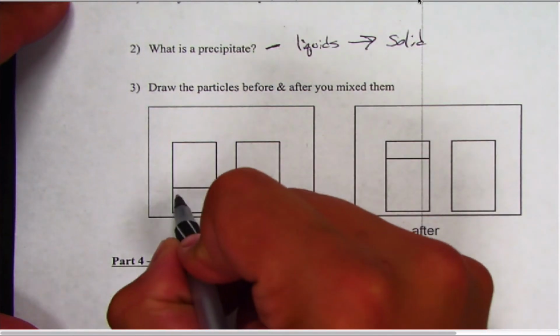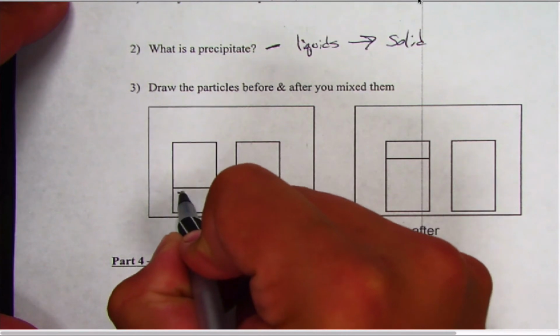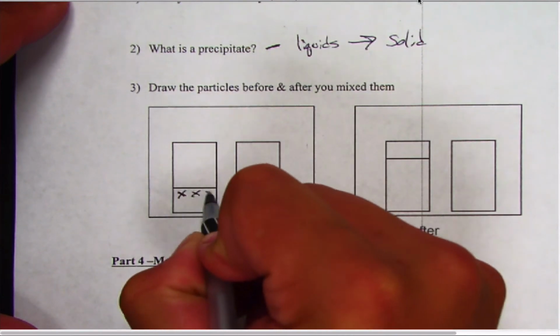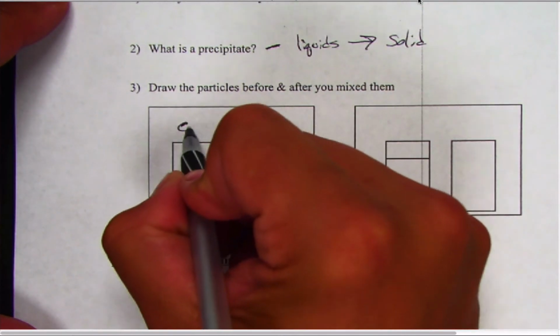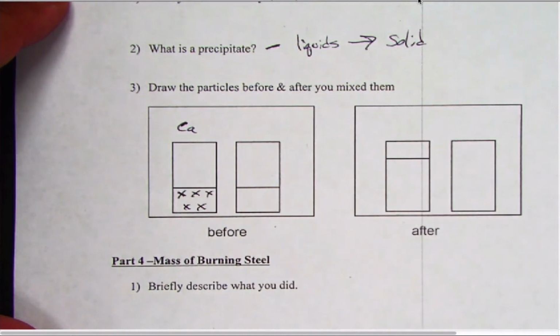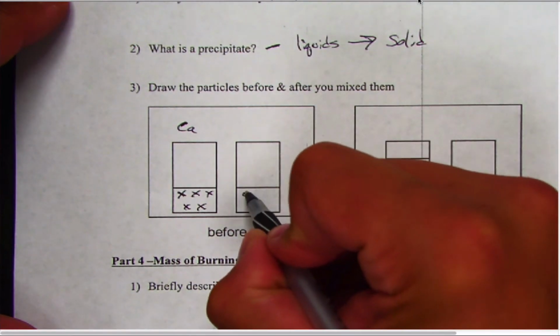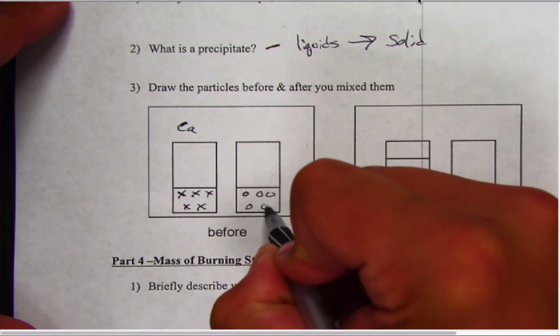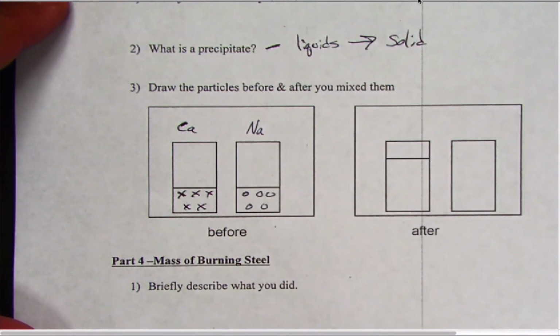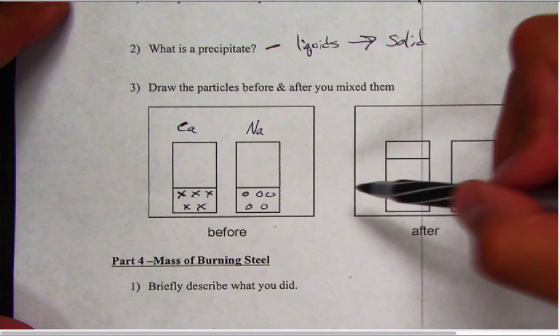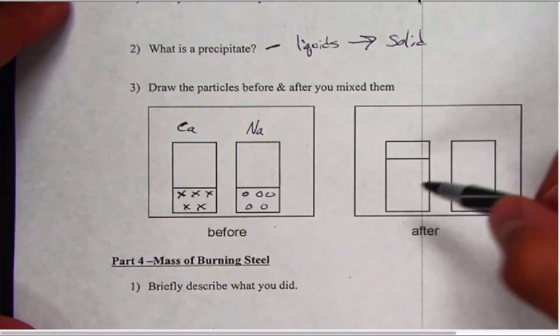So before, let's say we had, here's one of the compounds, which we'll represent with X. And this is the compound that had the Ca, calcium, in it. I believe it was calcium nitrate. And then we had another compound over here, which had sodium in it, and I believe it was sodium carbonate. All right, so these, we weighed them, and then when we mix them together, you got a white substance.